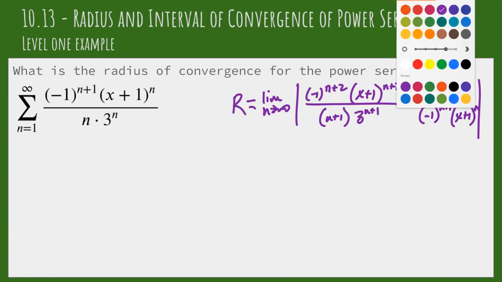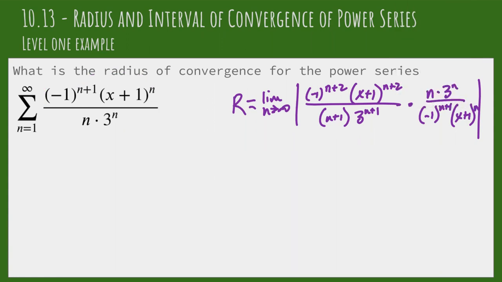So to evaluate this limit now, I'm going to cancel whatever I can. First thing I want to do is point out that since we have an absolute value, this negative 1 to the n plus 2 and the negative 1 to the n plus 1, those are just going to go away. The absolute value of negative 1 is 1.